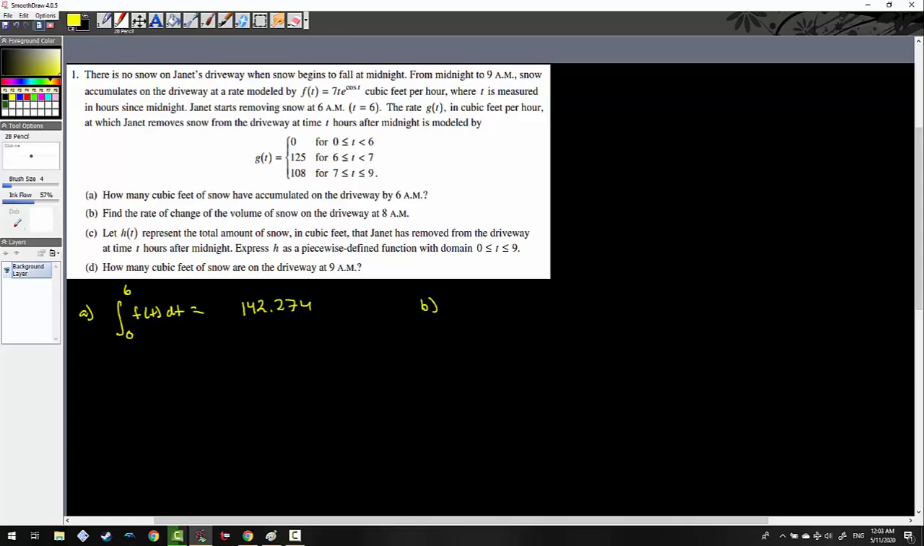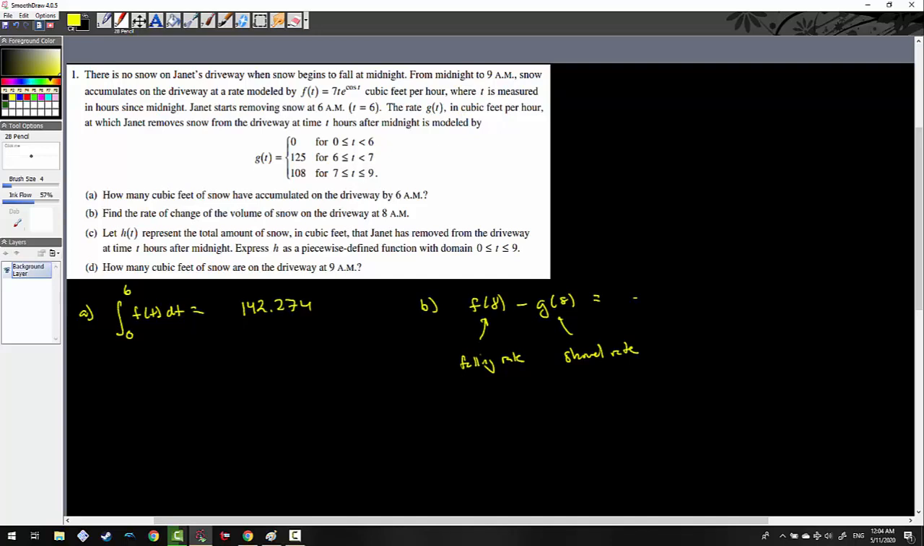In B, it says, find the rate of change of the volume of snow on the driveway at 8 a.m. Well, from here, that's going to be f of 8, which is the rate at which snow is falling. And then I'm going to subtract g of 8, because that is the rate at which Janet is shoveling stuff away. So this is the falling rate, and this is the shovel rate.